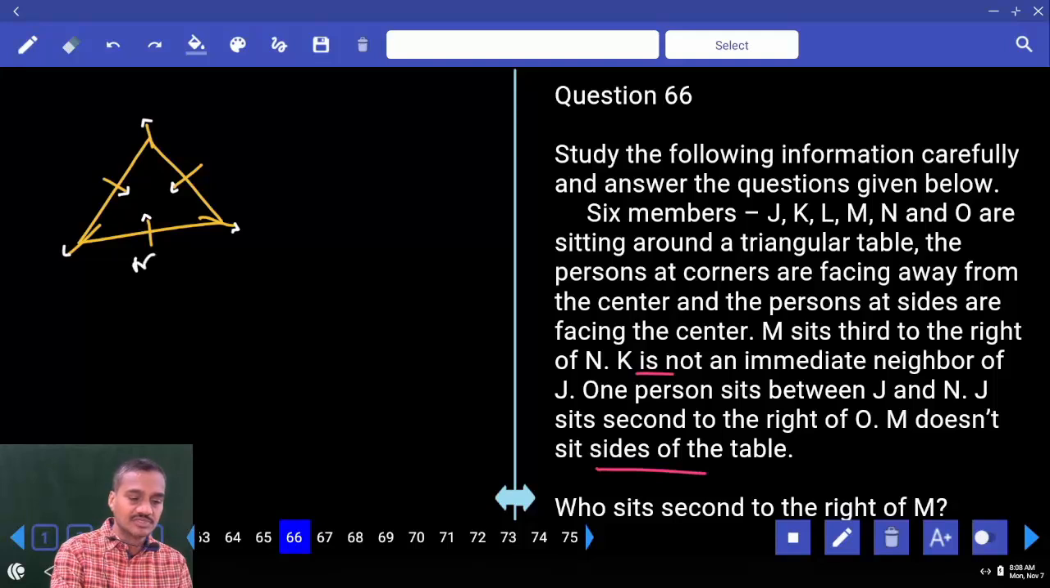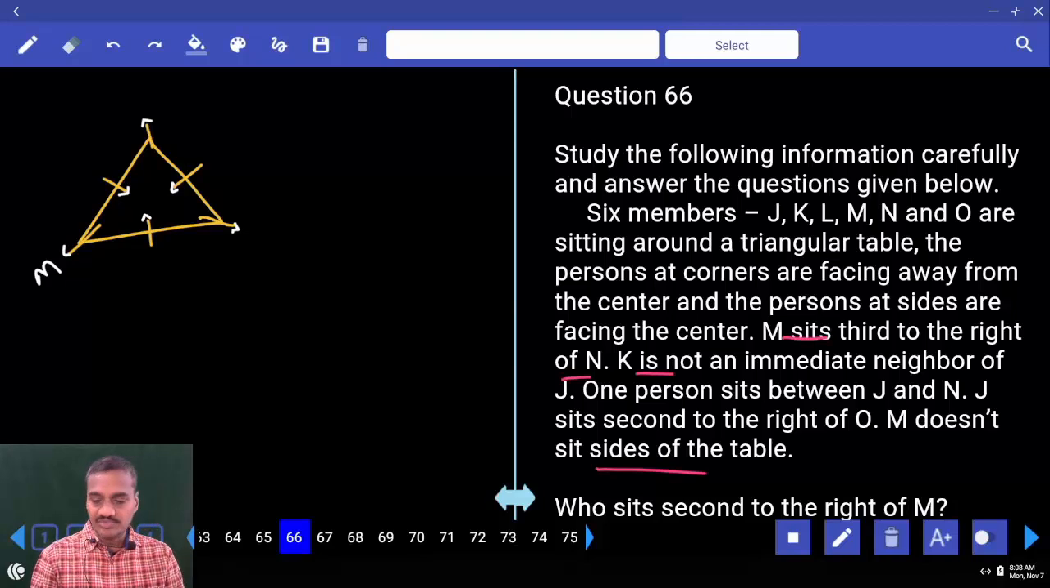If M is here, and M sits to the right of N, N must be at this place. M and N must be here. M sits to the right of N. Yes? M does not sit at the side of the table, hence M must be at the corner.